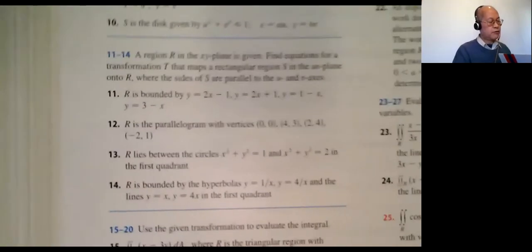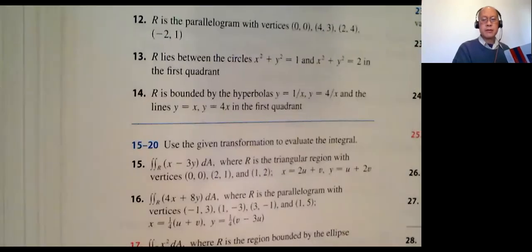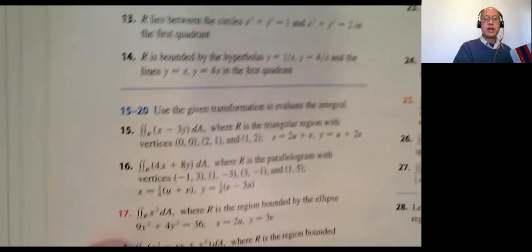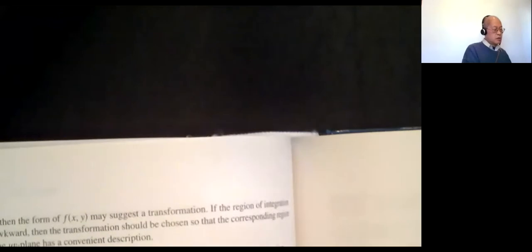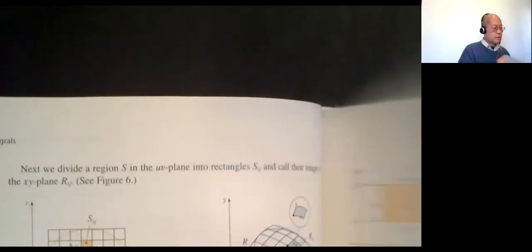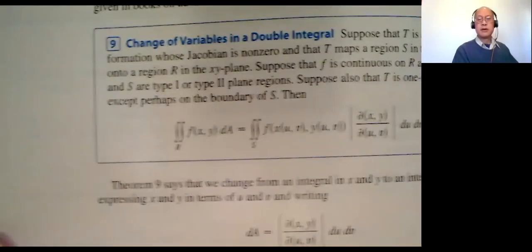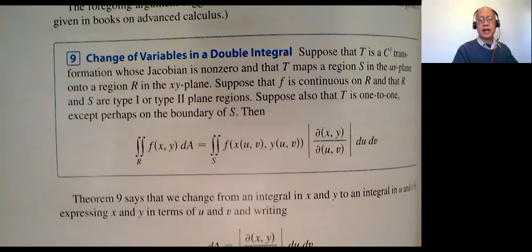All right, so now for the quote unquote really bad problems. A full-fledged problem: use the given transformation to evaluate the integral. Problems 15 and 17 are both two-dimensional, so we're only going to do those. We have to find a Jacobian, and actually the absolute value of the Jacobian, and so forth.